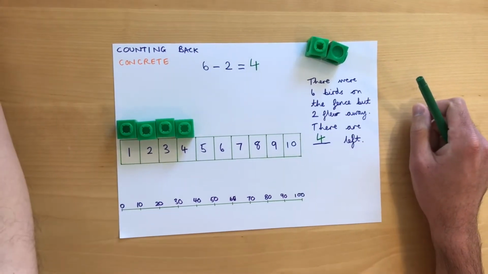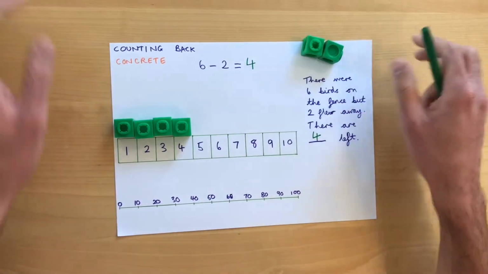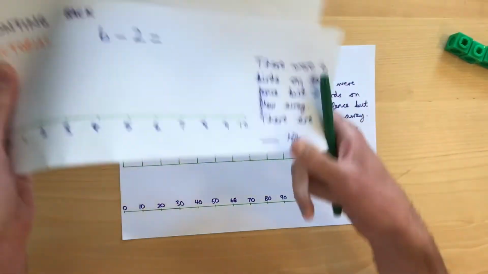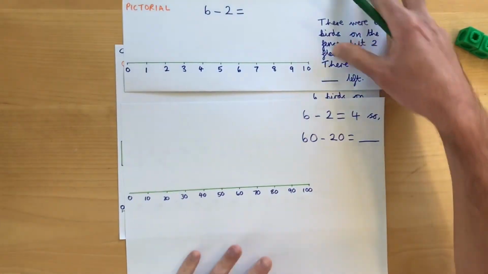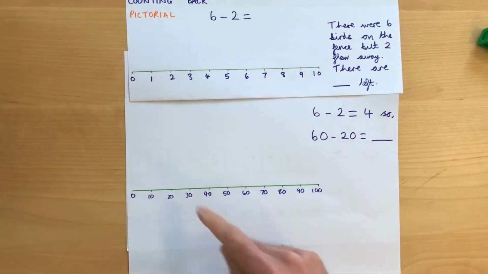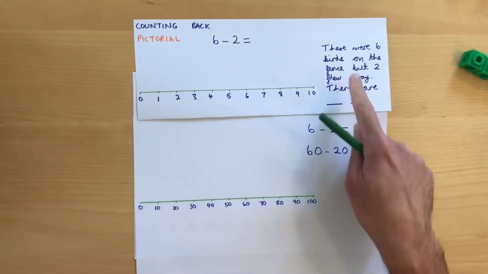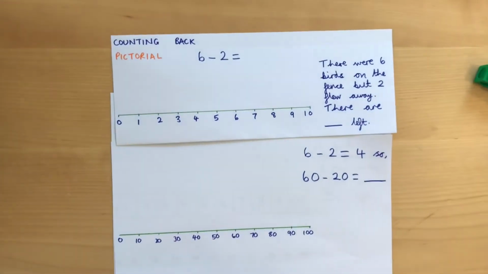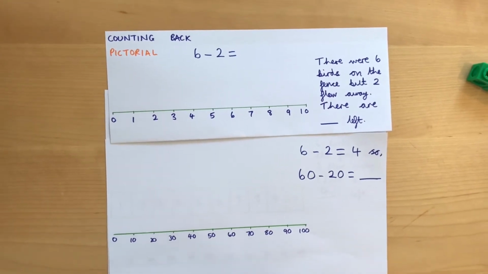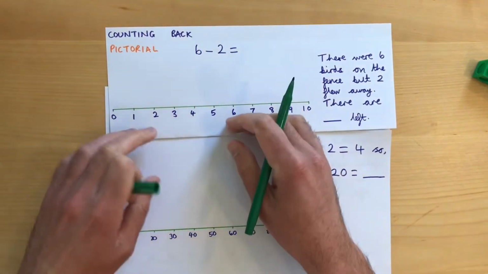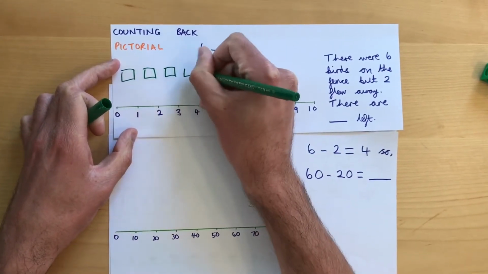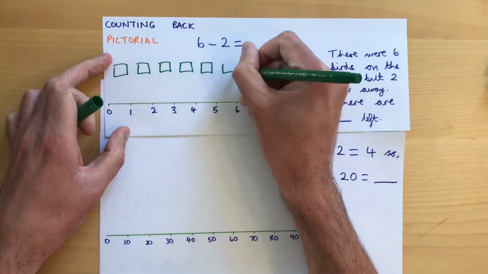Moving on to the pictorial method of the same problem, 6 take away 2. Here are my sentences again. 6 subtract 2 equals, and there were 6 birds on the fence, but 2 flew away. There are left. Above my number track, I have drawn 6 squares, like this. 1, 2, 3, 4, 5, 6.